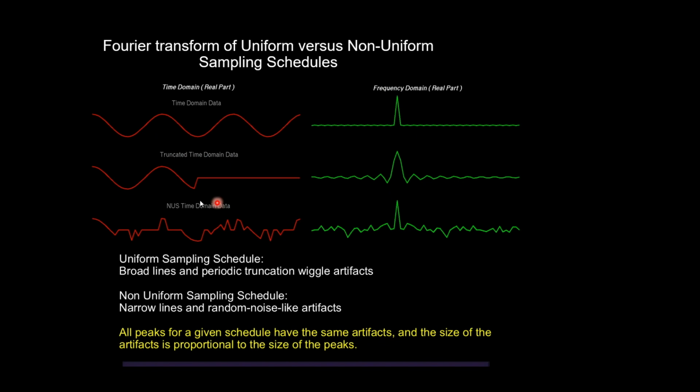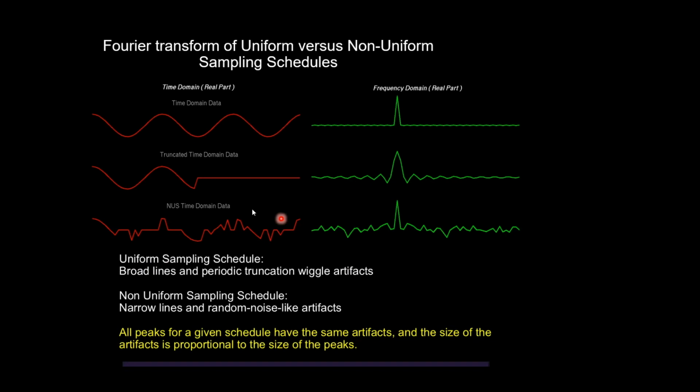If we have our non-uniformly sampled data, we get a spectrum that has, instead of regular truncation artifacts, these noise-like artifacts in the baseline, but look, the line shape is nice and narrow. So we'd like to find a method that will let us retain this nice sharp line shape without the problem of this apparent noise in the baseline.